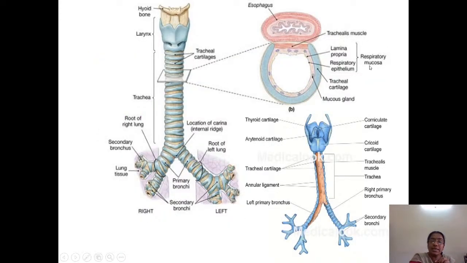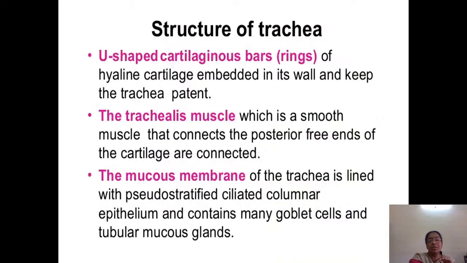So when you take a section of the trachea and look at it, it is lined by pseudostratified ciliated columnar epithelium with goblet cells, which secrete the mucus. So mucus secretion is present within the goblet cells. So that is the structure of the trachea.